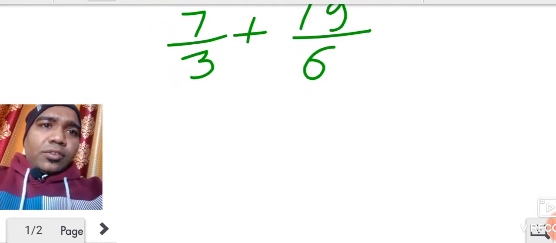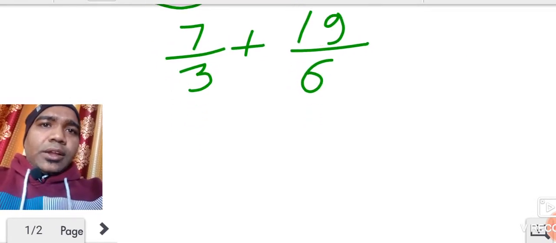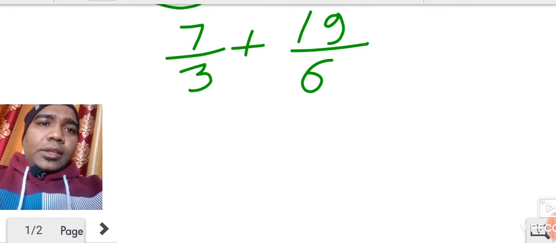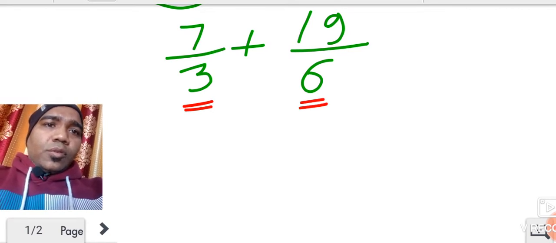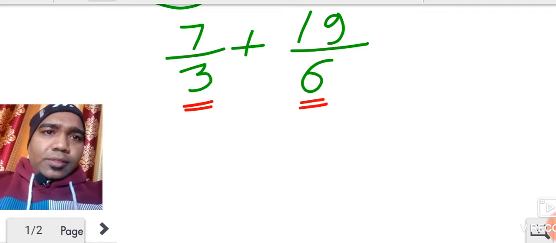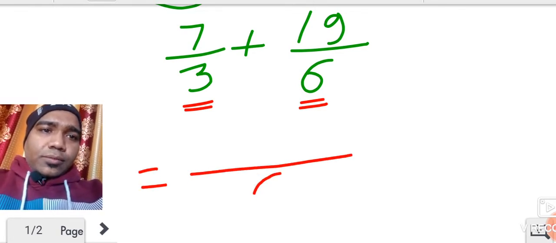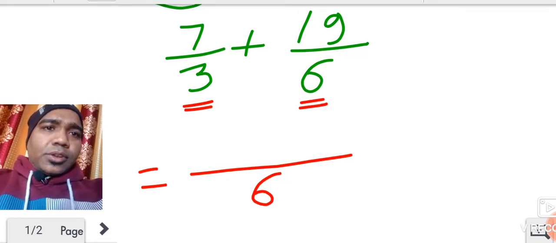Now adding a fraction, all of you know. How do we add? What do we do? We take the LCM of both the denominators, 3 and 6. What will be the LCM of 3 and 6? 6 only. Okay, already I have discussed with you how to take the LCM.